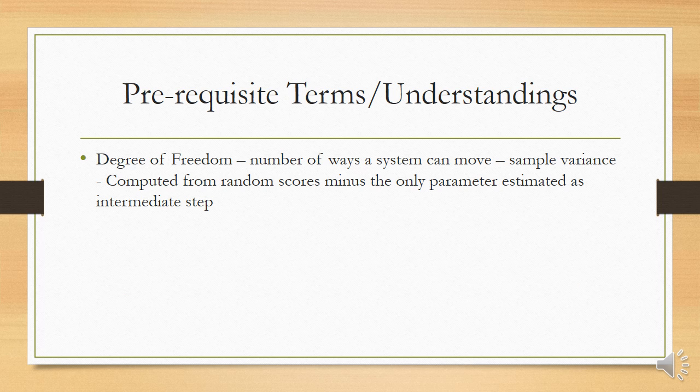Degrees of freedom have various definitions in terms of the way a number can move. What's important for a single sample t-test is that the degree of freedom represents the number of the sample minus 1.